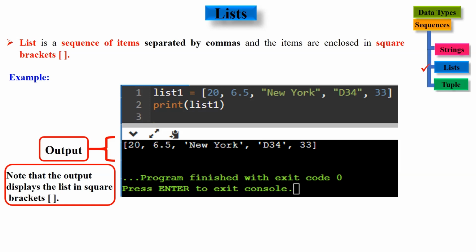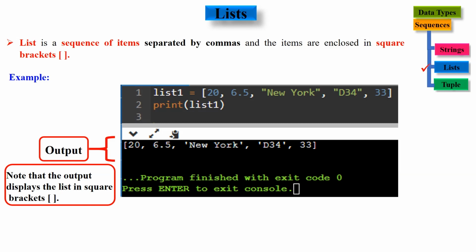Next sequence data type is lists. A list is a sequence of items separated by commas and the items are enclosed in square brackets. Let's look at the example. The provided Python code demonstrates the creation and printing of a list. Let's analyze each line. In this example, a variable named list1 is created and assigned a list containing multiple values. The list consists of integers, 20, 33, a floating point number, 6.5, and strings, New York, D34.